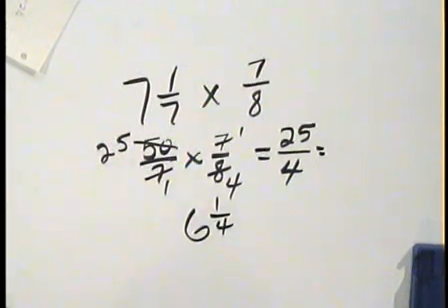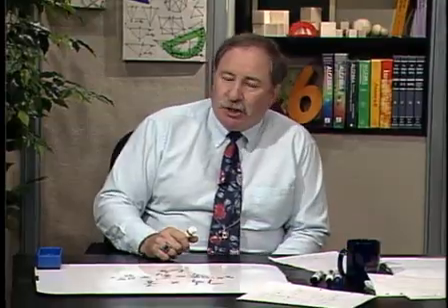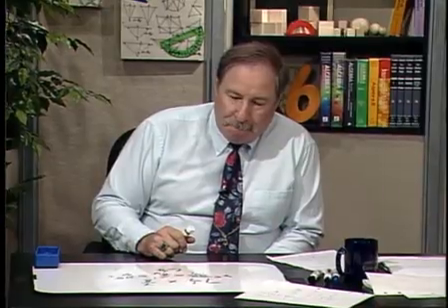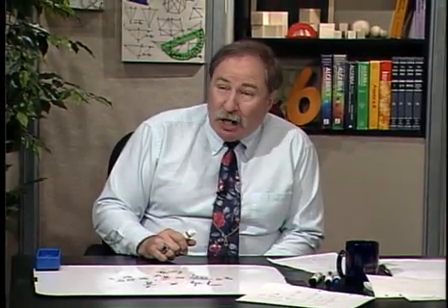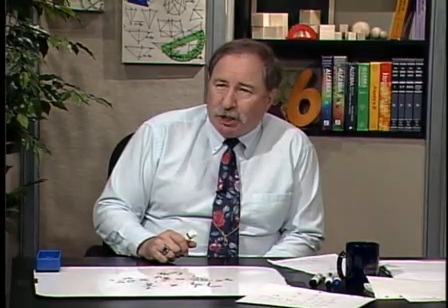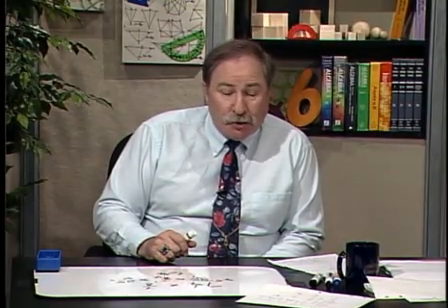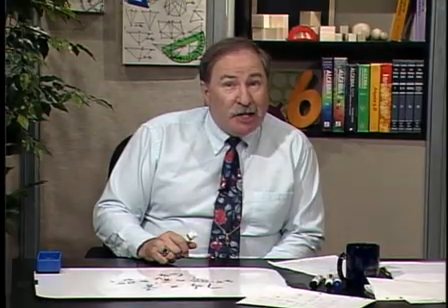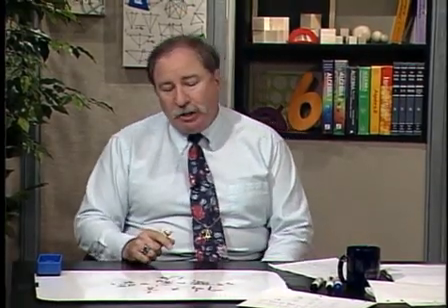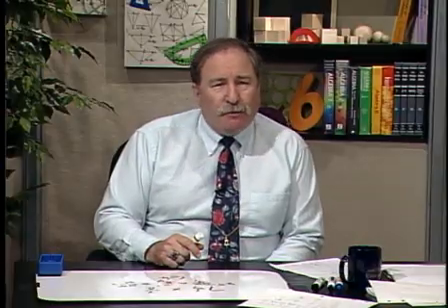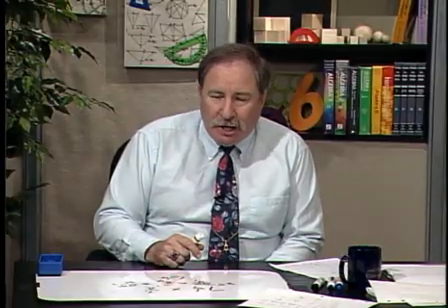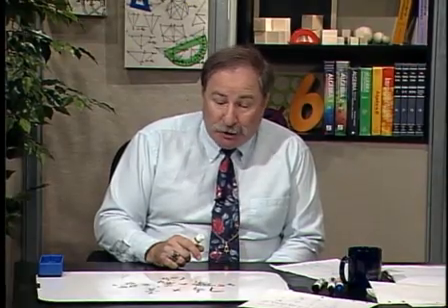Now I need to go back to an estimation to see if this number makes sense. Well, let's see. 7 times 0 is 0. 8 times 1 is 8. So my answer has to be between 0 and 8. I also know, since I'm multiplying by 7/8, a proper fraction, my answer has to be less than 7 1/7. 6 1/4 meets both specifications. It's certainly less than 7 1/7, and it is between 0 and 8.